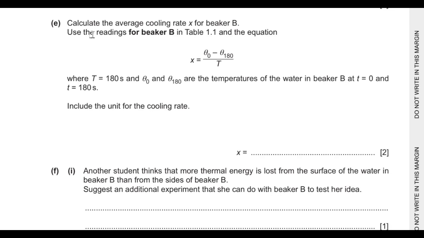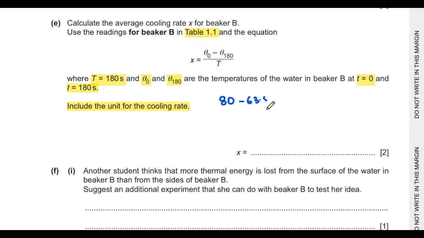E part says calculate the average cooling rate X for beaker B. Use the readings for beaker B in table 1.1 and the equation that is given. The t is 180 seconds, theta naught and theta 180 are the temperatures of beaker B at t equals 0 and t equals 180 seconds. Include the units of the cooling rate. So let me substitute the values. Theta naught is the temperature at time equals 0, so this is 80, and theta 180 is the temperature at 180 seconds.